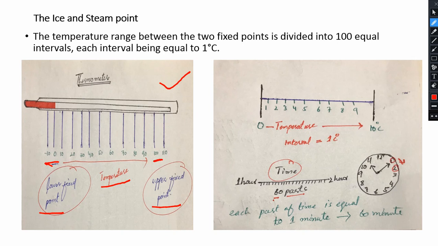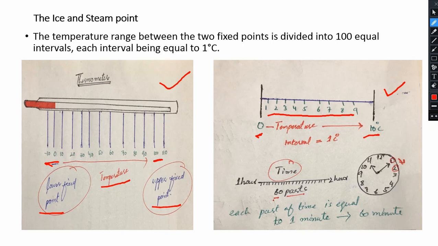Look to this diagram. The temperature here is from 0 to 10 degrees Celsius. If you're going from 0 to 10 degrees Celsius, there are temperatures between these 2 points. With the addition of 1 degree there, it will become 1 degree Celsius, then 2, 3, 4, 5, 6, 7, 8, 9. So each of these degrees Celsius is a part of the temperature, and each interval is equal to 1 degree Celsius.